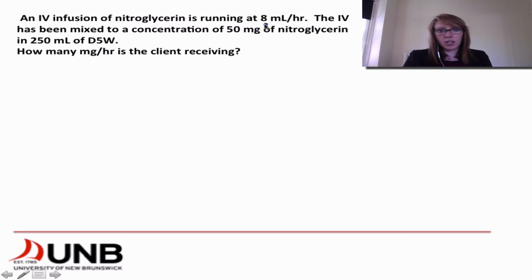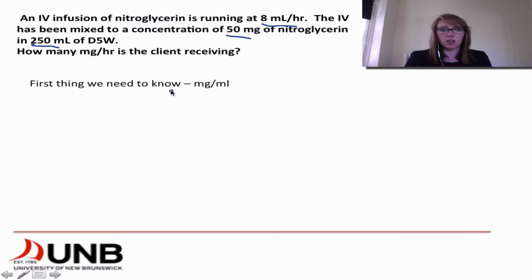We know that we're running it at 8 mL per hour. We have 50 milligrams in 250 mL. So we want to know how many milligrams per hour. So what we need to do is find out how many milligrams are in how many mL, so that we can find out how many milligrams are within the 8 mL that are running per hour.